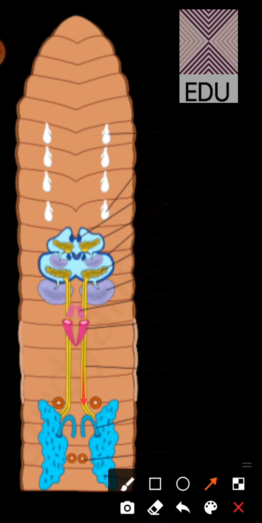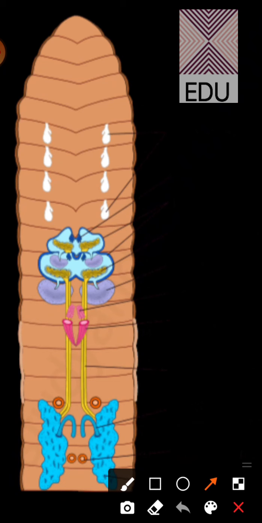The spermatic and prostatic duct join together to form a common prostatic and spermatic duct, and it is opening out as the male genital pore on segment number 18. So that's why the male genital pores are on segment number 18. Now again, we have discussed that in the 18th segment we have got two male genital pores.